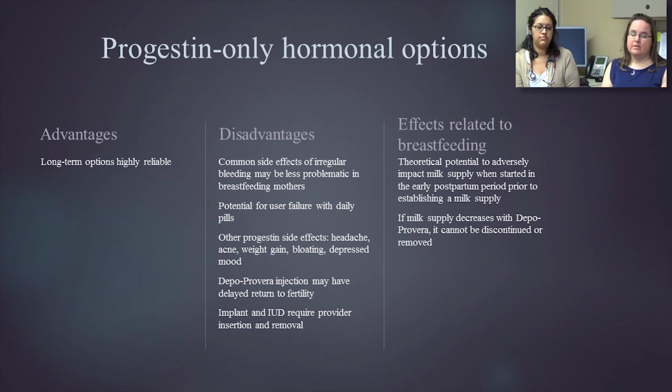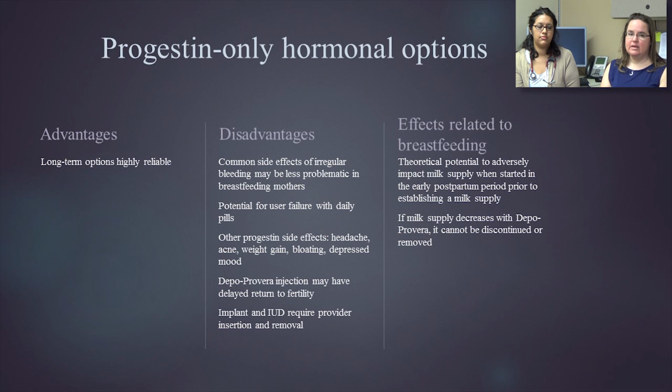There's potential for failure with daily use. If we are prescribing progestin birth control pills, then we know that, with having a new baby, mommy brain fog, she may not always take the pill on time, which could possibly lead to a pregnancy if mom isn't breastfeeding on demand. Going back to talking about lactational amenorrhea, the body already has the hormones in place because mom is breastfeeding. Might not be such an issue, but then we start to consider why are we prescribing the birth control in the first place. Other side effects from progestin only: headache, acne, weight gain, bloating, depressed mood.